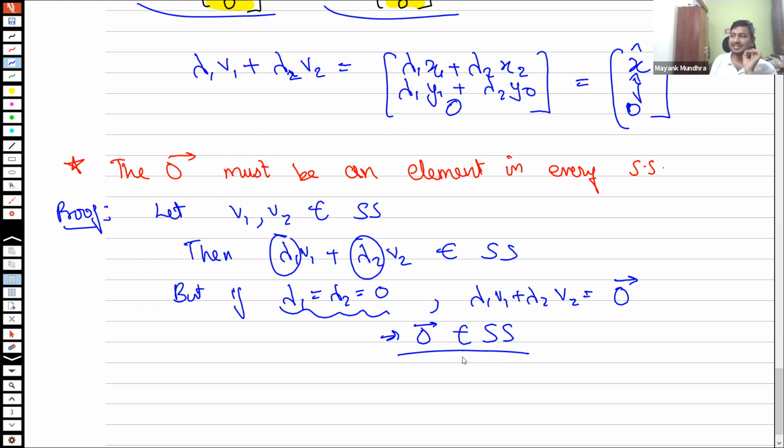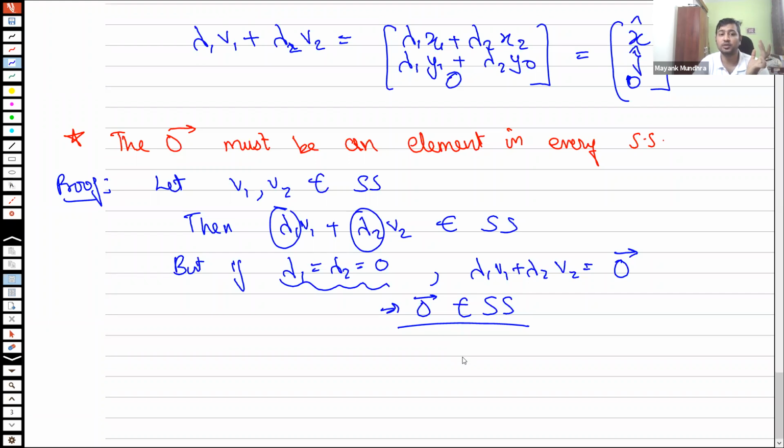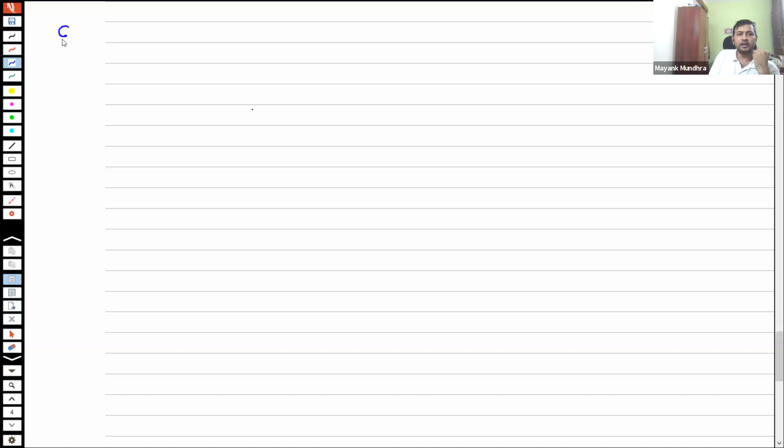Okay, so this is an easy check. If somebody gives you a complicated example and asks if something is a subspace or not, just check if that particular definition contains the zero vector or not. So let me give you another example to clarify this point. Consider these two examples, example 1 and 2.